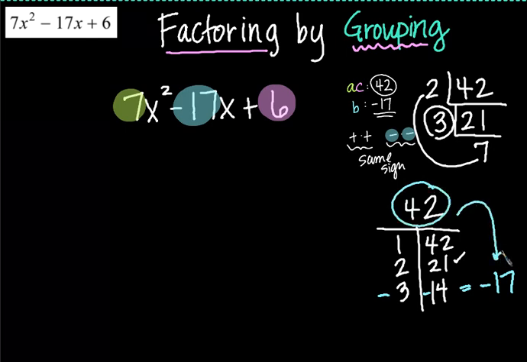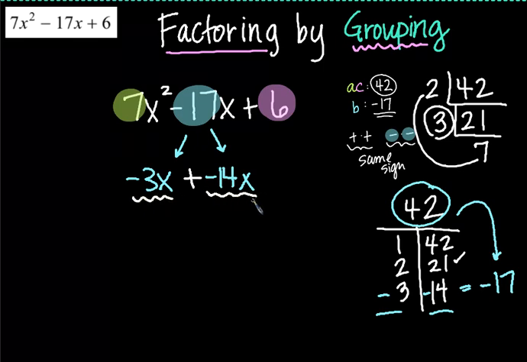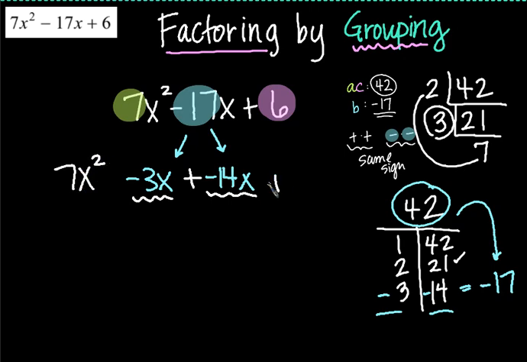So we've done our step 1, and step 2 is break it down. We're going to take this middle term and break it down into negative 3x and negative 14x. It's very important that we have those separated with a plus sign. So I have negative 3x plus negative 14x. And then I also have my 7x squared from before and my plus 6 from before. Since negative 3x and negative 14x add up to negative 17x, we're good there.